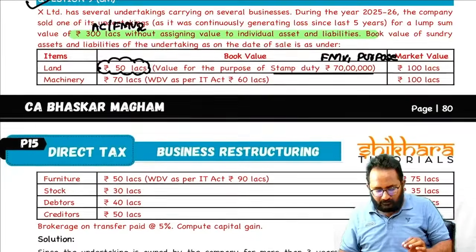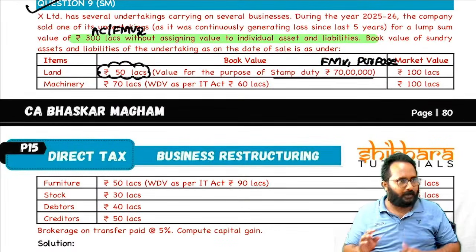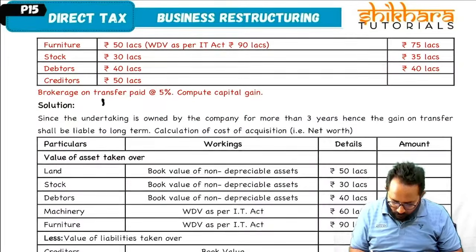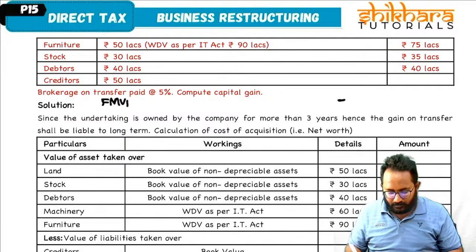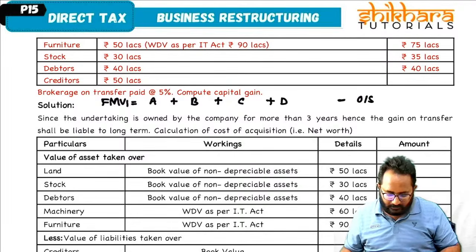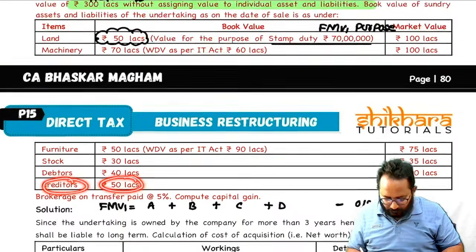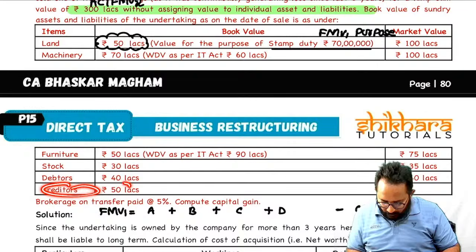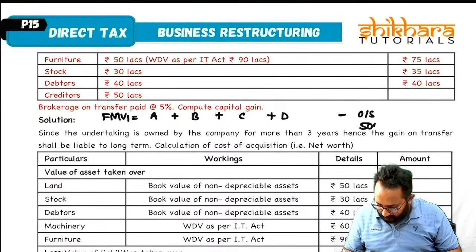So, okay. I will compute to that extent only. FMV2 you know; FMV1 we can compute here itself. What is FMV1? A, B, C, D minus outside liabilities. Please tell me, what outside liabilities do we have? Creditors only. What is the book value of creditors? 50 lakh. So minus 50 lakh.